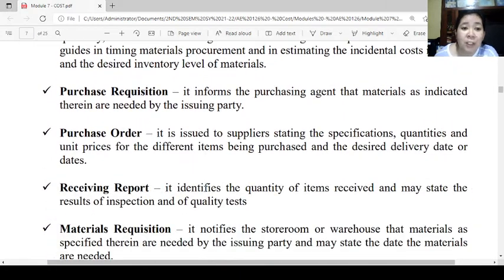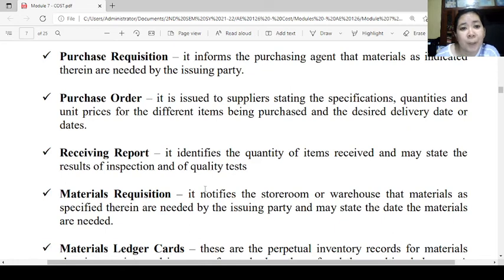Number 3, in terms of purchase requisition, it informs the purchasing agent or department that materials as indicated therein are needed by the issuing party. Next is purchase order. This is issued to suppliers. This is part of the purchasing department, again as mentioned earlier, as part of their function. It will state the specifications, quantities, and unit prices for the different items being purchased and the desired delivery date.